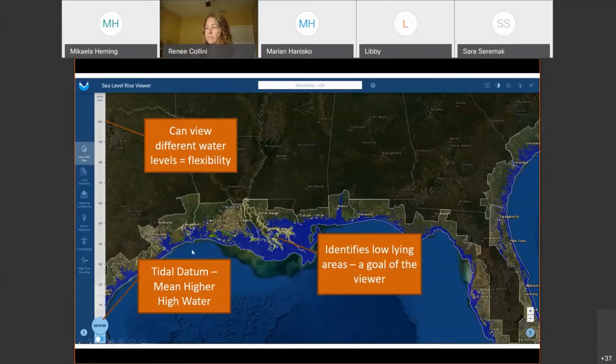Another thing is that this model identifies these green areas, which are low-lying areas. And so right away, that should signal that a goal of this viewer is generally to identify low-lying areas. This is really to help people with planning, to identify where you could have problems. Even if it isn't necessarily connected to the tidal areas, if water gets in there, it's going to stay there and cause the same kind of problems. So overall, this viewer's goal is to identify low-lying areas that are going to be at risk to water.